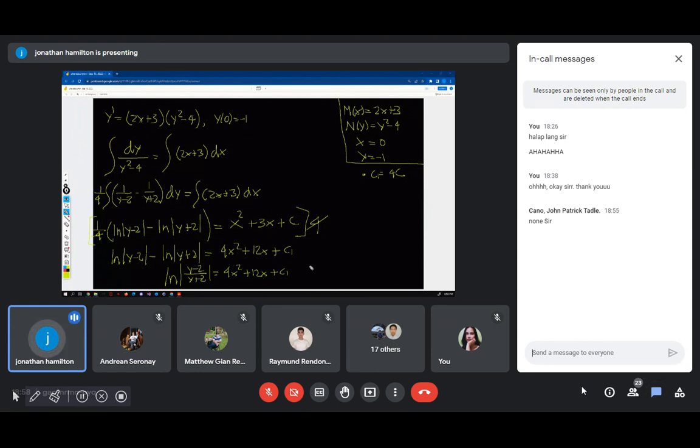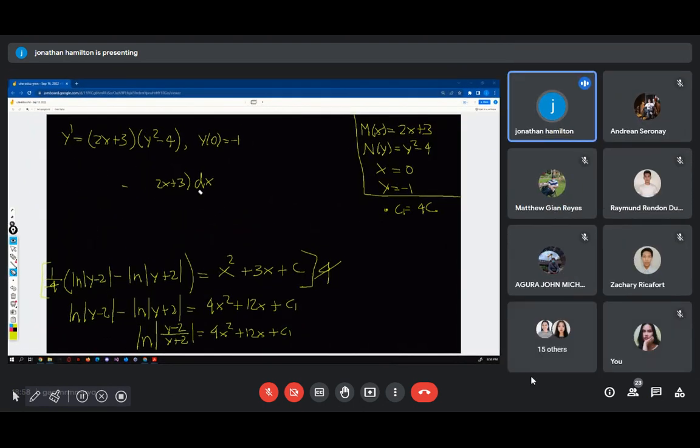So since we are able to do this, I will erase this above. We have ln, then 4x squared plus 12x plus the value of c. We can also do what we did earlier. We can exponentiate this.